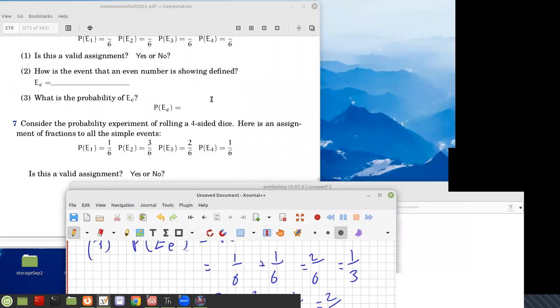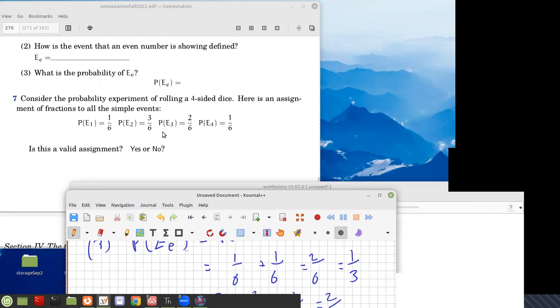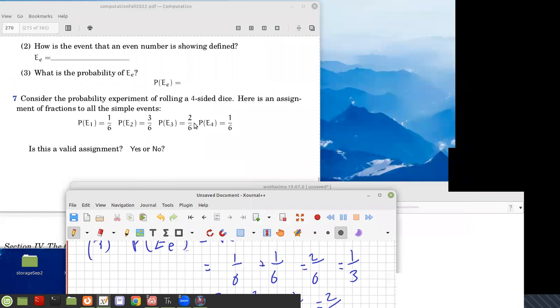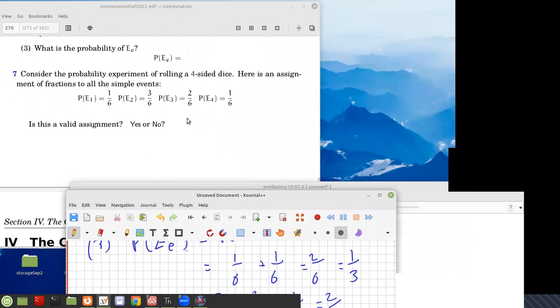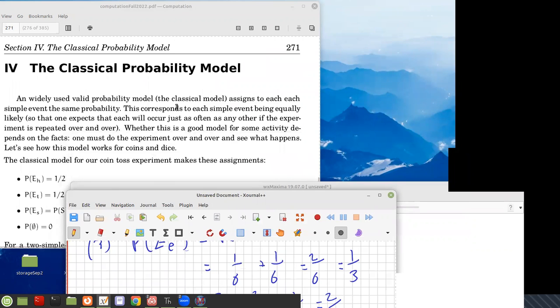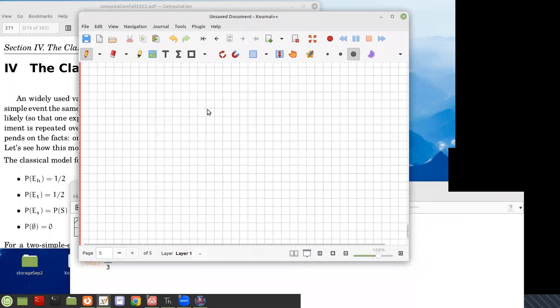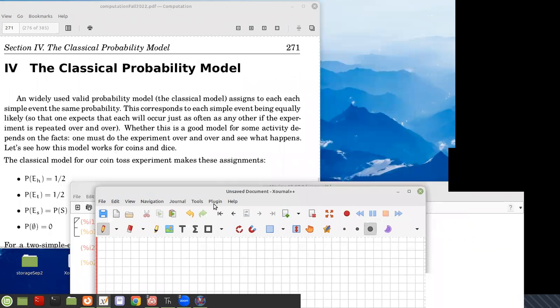Okay, and then here's another sort of question in which you could ask a similar question, whether this is valid and so on. Okay, now we'll go on to the classical probability model here.